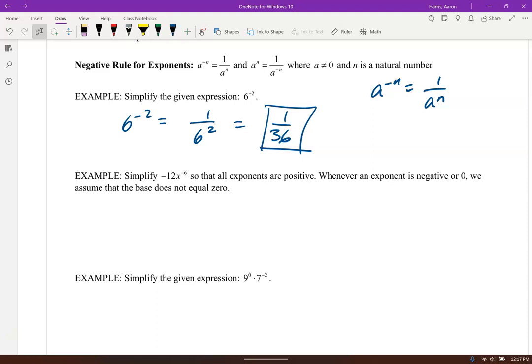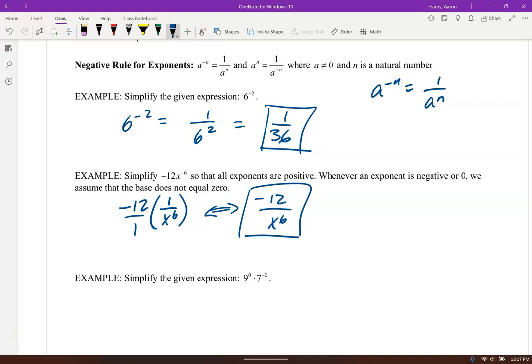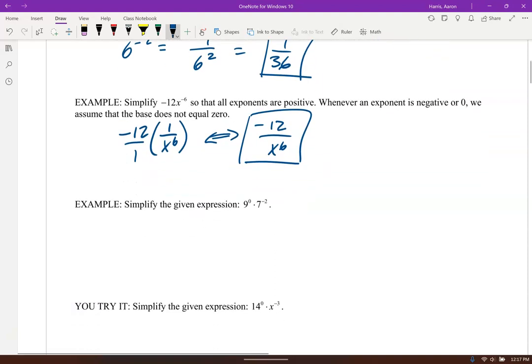Negative 12 x to the negative 6, simplify so that all exponents are positive. So the negative 12 stays there. X to the negative 6 is 1 over x to the 6th. Now you just multiply numerators. So negative 12 times 1, 1 times x to the 6th. So negative 12 over x to the 6th.